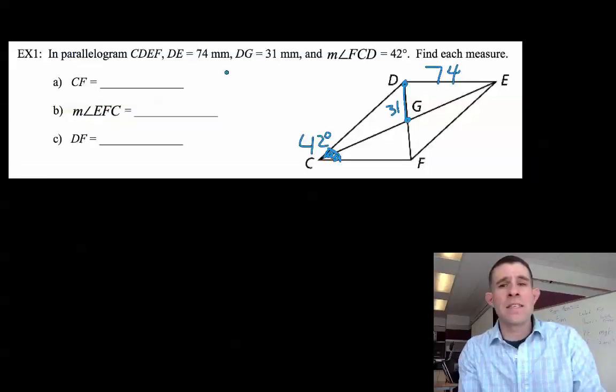Alright, now we're asked to find CF. Well, CF is this side that is across from side DE. Well, we know opposite sides are congruent and parallel, so CF must also be 74.